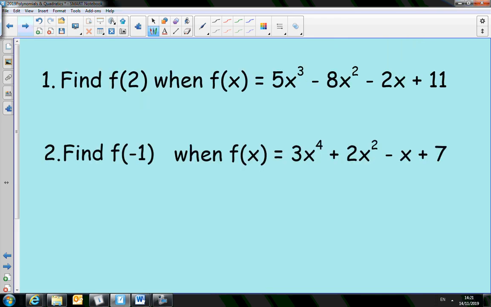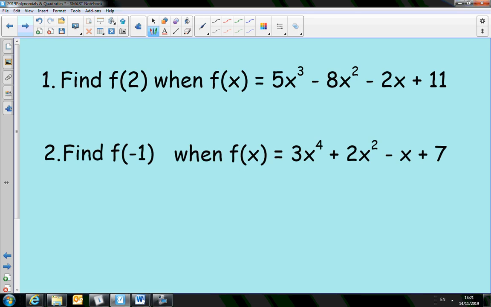So I'm going to give you two examples to try yourself. Question 1, I want you to find f of 2 when you've got 5x cubed, take 8x squared, take 2x plus 11. And then I want you to find f of negative 1 when your function is 3x to the power of 4 plus 2x squared, take x plus 7.